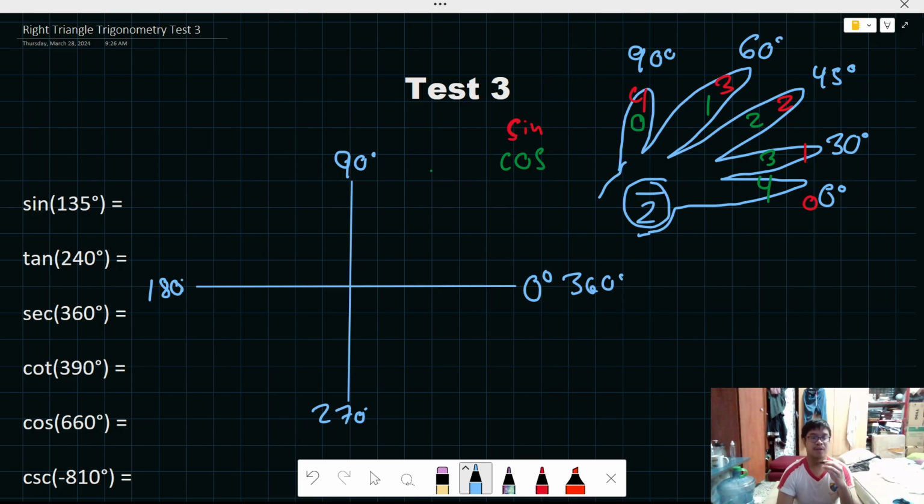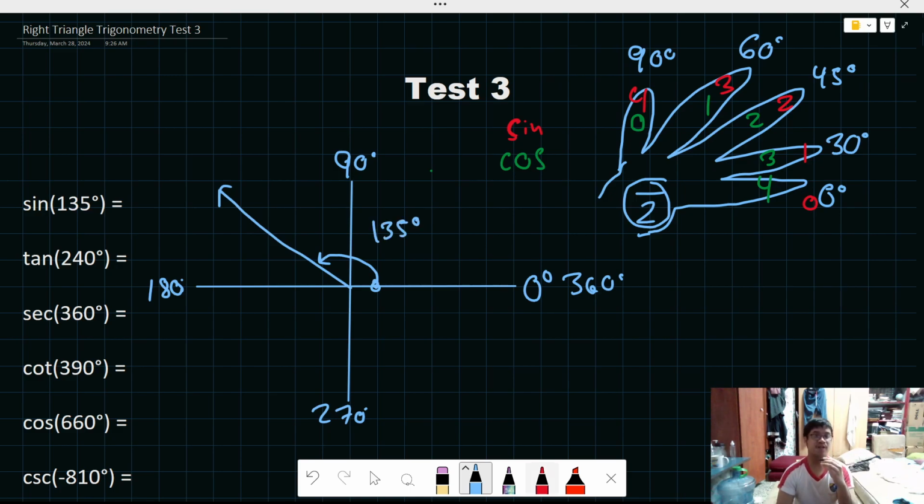If we assume that rotating counterclockwise will give us a positive angle, then 135 degrees is located between 90 and 180. So we go from here, then we go here. Let's assume that from this point at the start up to here will give us 135 degrees.